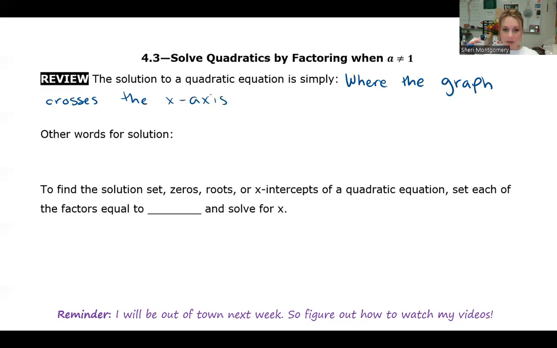And Angel helped us out. Other words for solution. Roots, zeros, x-intercepts. Good job. To find the solution set, the zeros, the roots, x-intercepts of a quadratic equation, we can set each of the factors equal to what? 0. And solve for x.